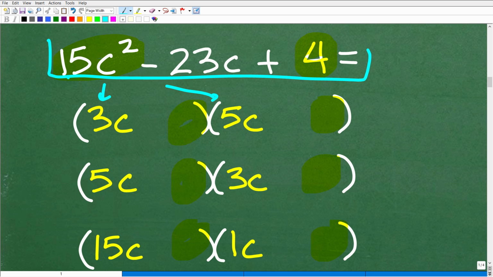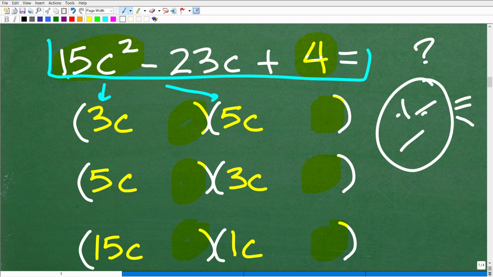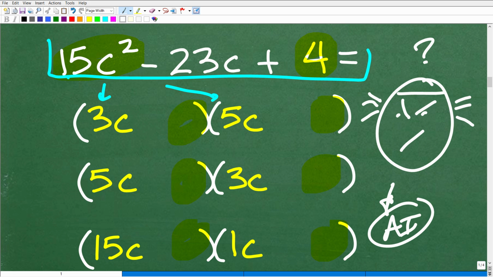And this is where a lot of students get confused. They're like, I don't like to factor. This is just way too much thinking for my brain. I'll just go and find myself a nice AI tool and plug it in, and it will tell me the answer. Yes, indeed, you probably could find a lovely algebra calculator or AI tool, but guess what? That's not going to help you out on your test, all right?